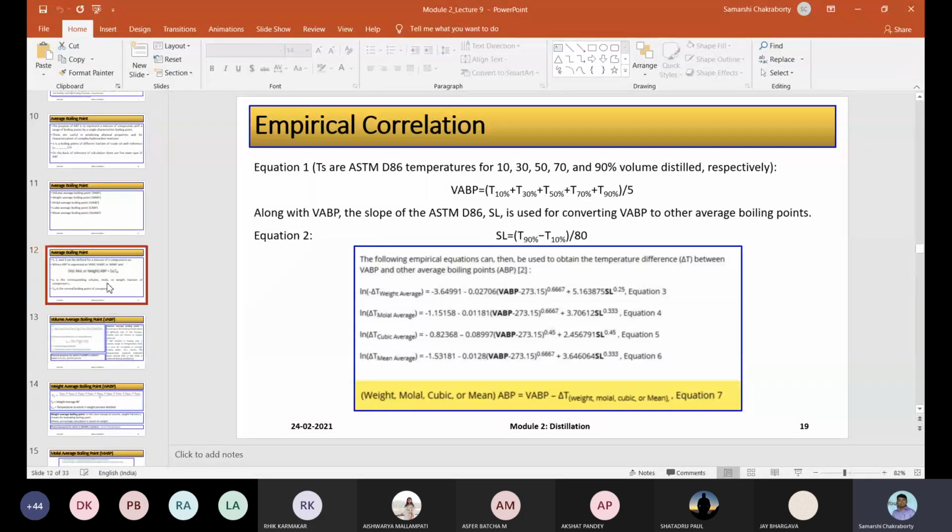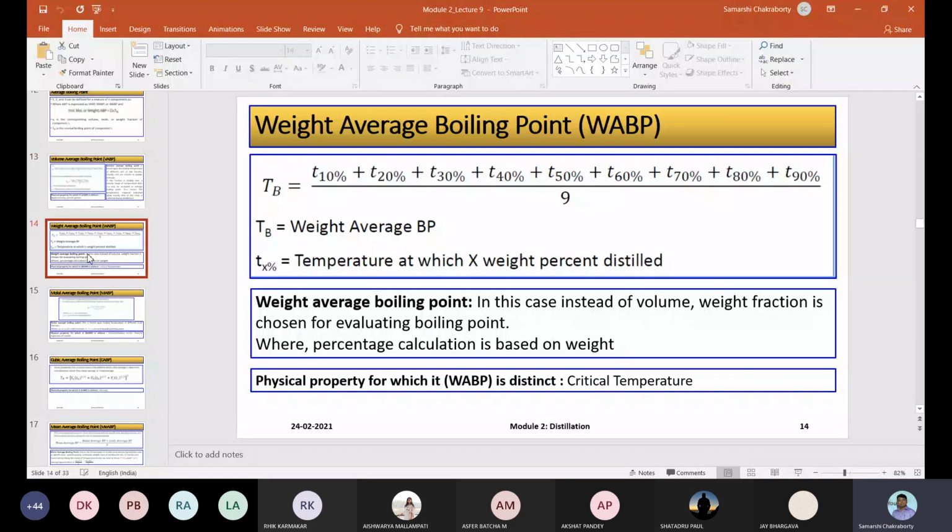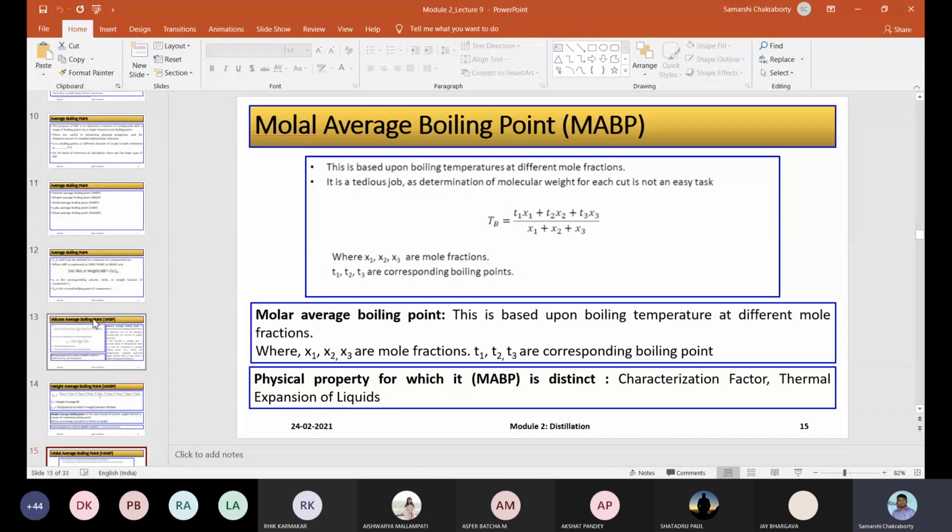In the next week or by next class, I'll try to do some math problems on this average boiling point, as well as how we can use TBP data to calculate, let's say, the characterization factor, TBP slope, or volume average boiling point. Those things we will do in the next class or the class after.